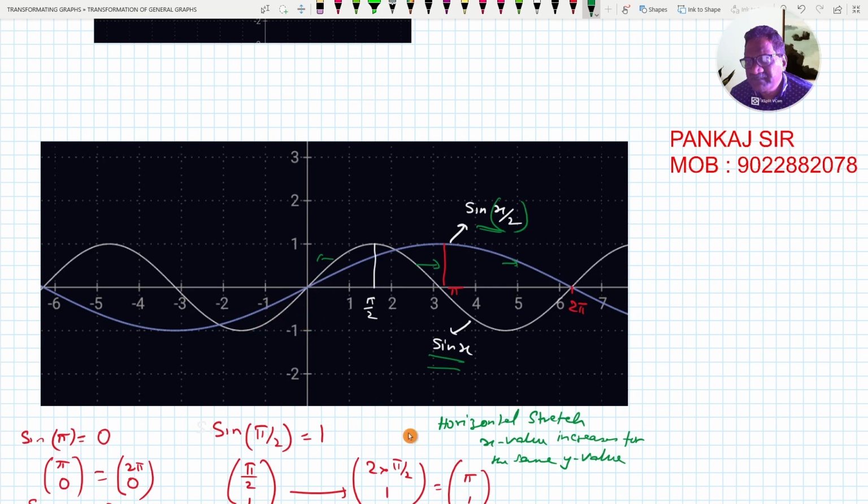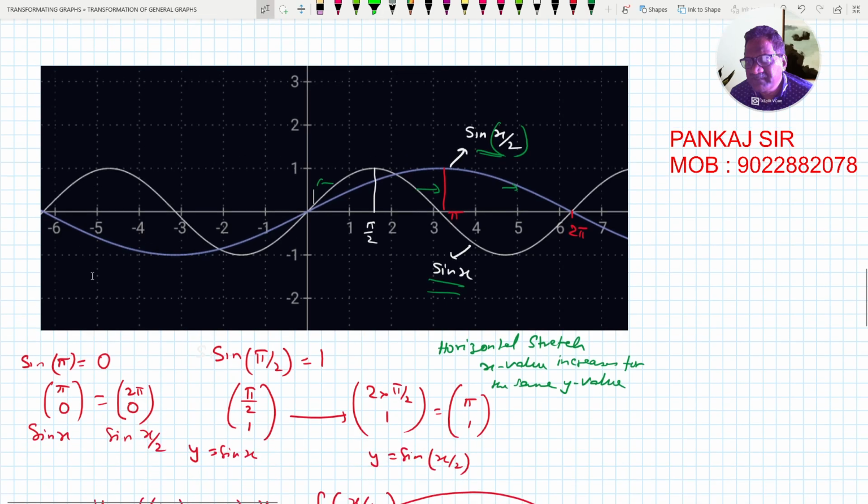So basically what will happen, horizontal stretch, the x value will increase, but the y value will remain same. Now why will the x value increase? Because this is x divided by 2, so the coordinate will get multiplied. Okay, so let us try to see the coordinate. Now suppose you have on the sin x graph a point (pi, 0). Now don't get confused, this 1 2 3 4 are the real numbers, but actually the graph should be in degrees. For the trigonometric graph, it should be in degrees on the x-axis.